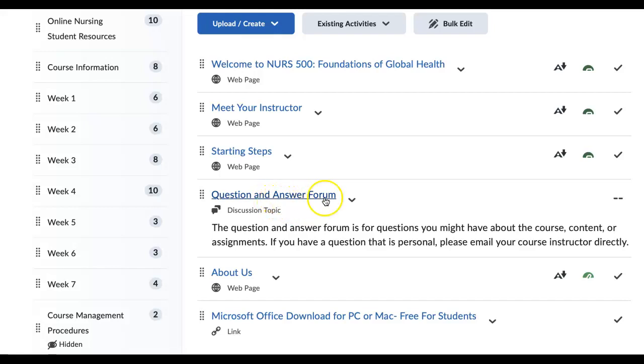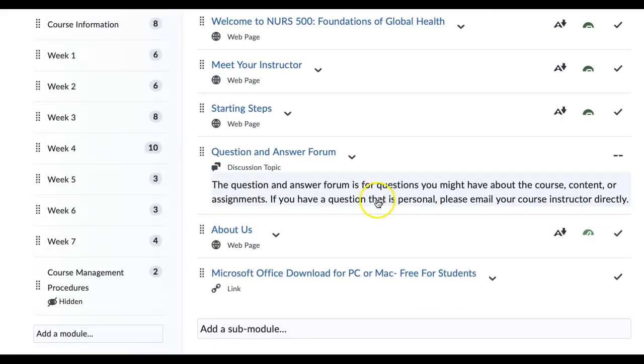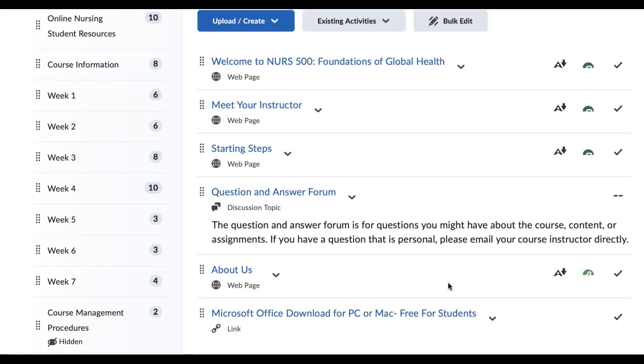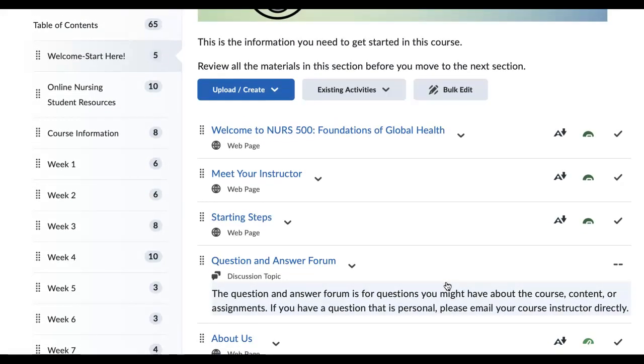Please check out the question and answer forum each time you enter the class. You never know when there's a question that has been asked that you would be very interested in learning about. Might pertain to something you're not sure about at the time. The About Us, and you will meet your instructor and your peers. And if you don't have Microsoft Office, you can download it for free here. Okay. Microsoft Office is Word, PowerPoint, OneDrive, all of that that you'll be using in all your classes.